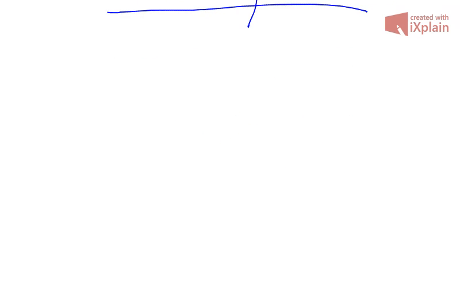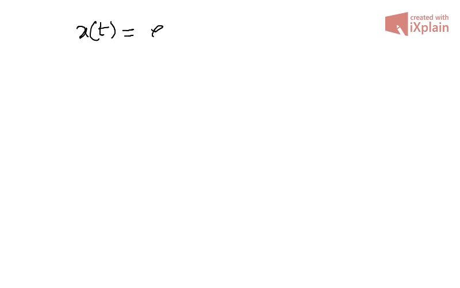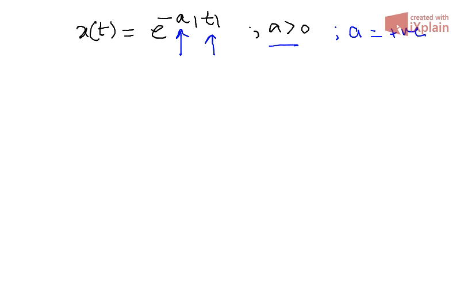Graphically, I am interested in visualizing this signal x of t, which is given as e raised to the power minus a mod of t, with a greater than 0. Before solving it, let's try to draw this signal first. Here we have a, which is some constant, and it is given that a is greater than 0. It means a is positive. Then we have t, the time axis. Time can be negative as well as positive.